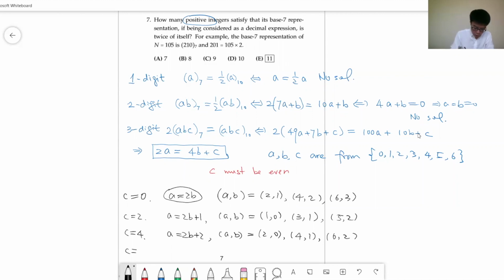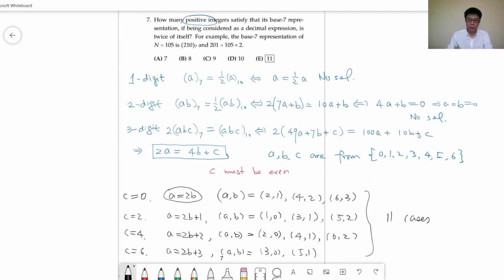And finally, C equals 6. If C equals 6, A is twice B plus 3. AB could be 3, 0, and 5, 1. So here we have 11 cases for 3-digit numbers.